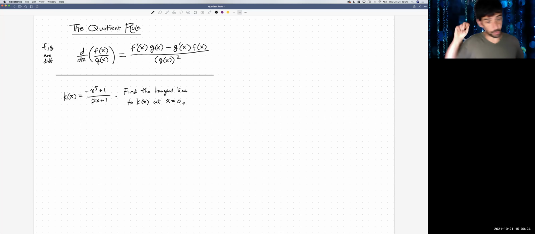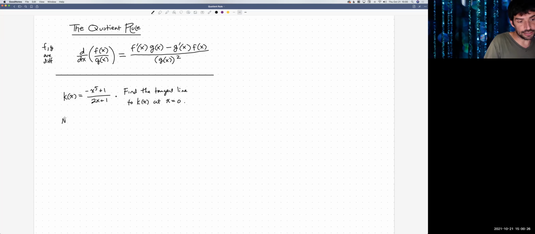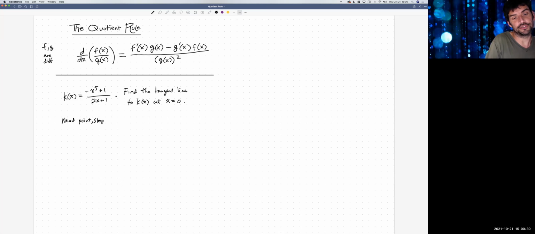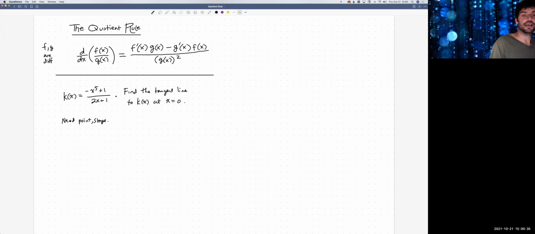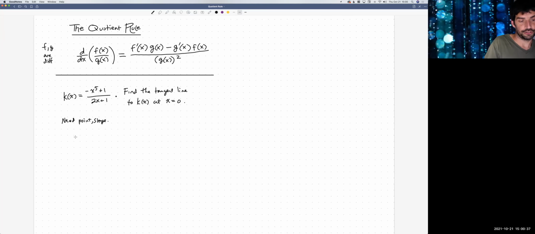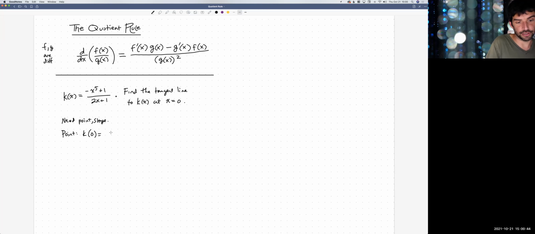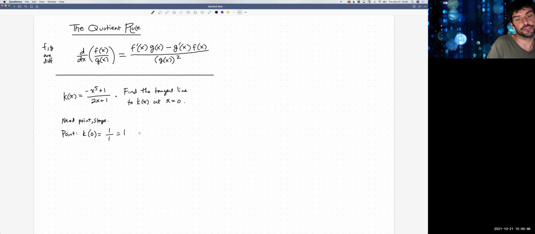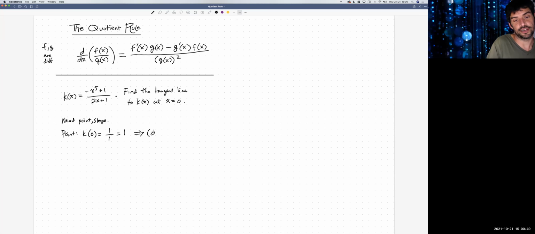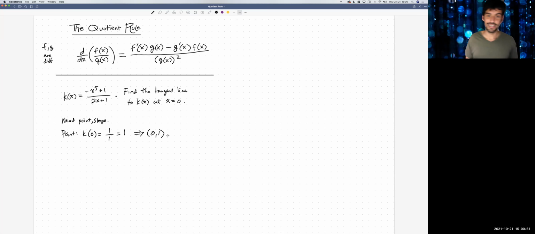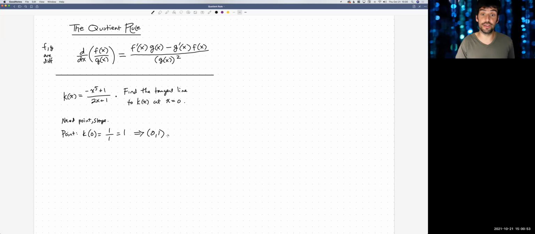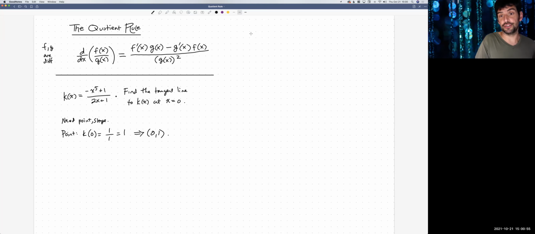So in order to do this, we need two things. We need a point and a slope. Let's do the easy part first. The point is just going to be the input 0. We need to know what the output is. So to get the point, I'll simply compute k of 0, which is going to be 0 plus 1 over 0 plus 1, or just 1. So we get our point as 0, 1. Now, to get the slope, of course, we need the derivative. So the first thing we're going to do is compute the derivative.